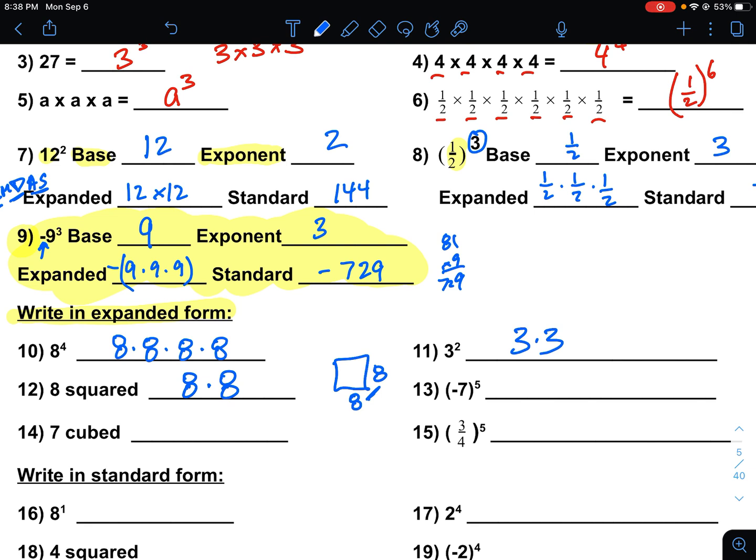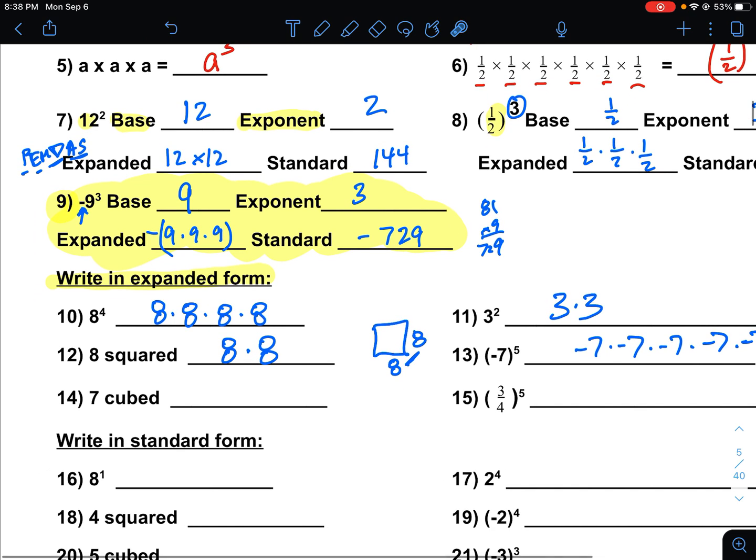Nifty, huh? Negative 7 to the fifth would be negative 7 times negative 7 times negative 7 times negative 7 times negative 7. And if you put it in standard form, if you multiply it out, would it be a positive or a negative? Let's think about it. 2 negatives equal positive, times a negative makes it negative, which makes it positive, which makes it negative again. So you should have a negative answer in standard form. 7 cubed, for those of you who don't know, cube is to the third power. So 7 times 7 times 7.